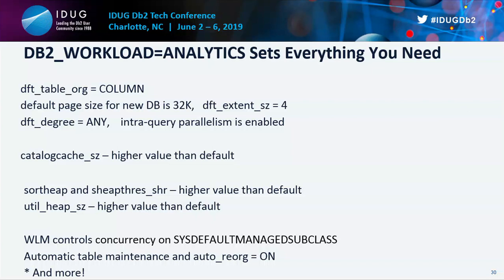Default degree is set, like that Kiwi theory: kill it with iron. You want to parallelize your queries. Catalog cache is higher. Sort heap and sheap thresh are set higher, so you're doing an analytics workload as opposed to us guessing what type of workload. Your util heap is higher. Your WLM stuff is automatically set up. Auto table maintenance is set up. This is key because this is also part of the load and go, right? We'll automatically create dictionaries. We'll automatically groom in the background. We'll automatically reclaim, right? So set that up. And there is a bunch more.